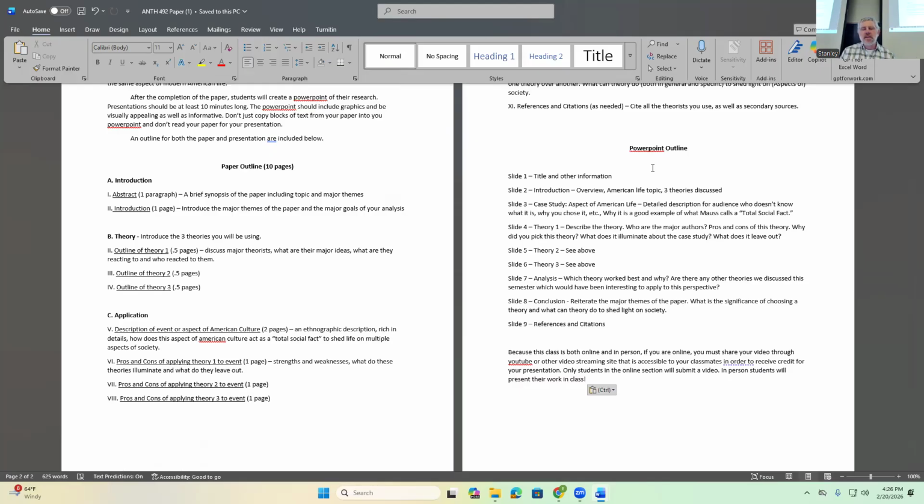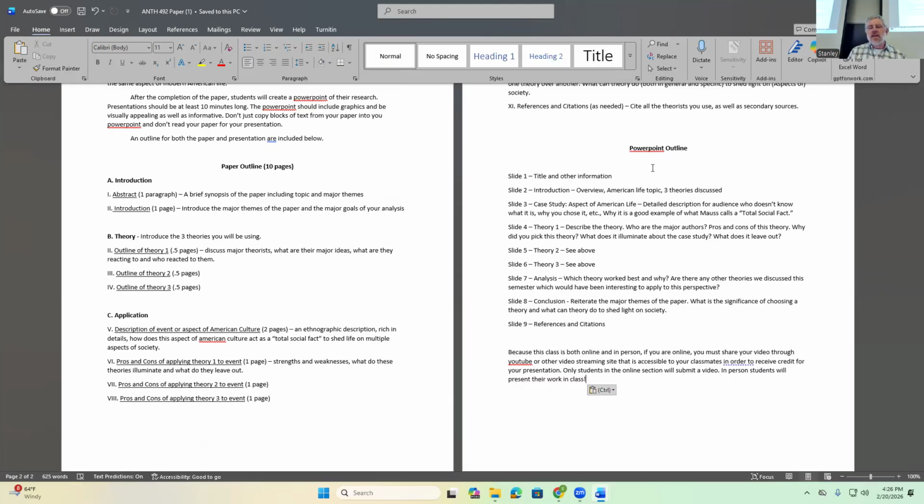Slides 4, 5, and 6, you're going to talk about your 3 different theories that you use. You're going to describe the theory, who the major authors are, what the pros and cons of this theory are, why you picked this theory, and what it illuminates about your case study in particular, as well as what it leaves out.